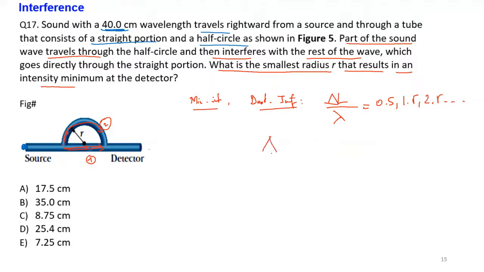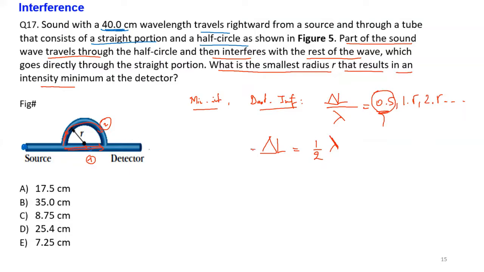So basically, delta L has to be half lambda. Do you agree with that? Yes. Okay. So this is the smallest. So I want the smallest radius. So of course I will take the smallest half integer.